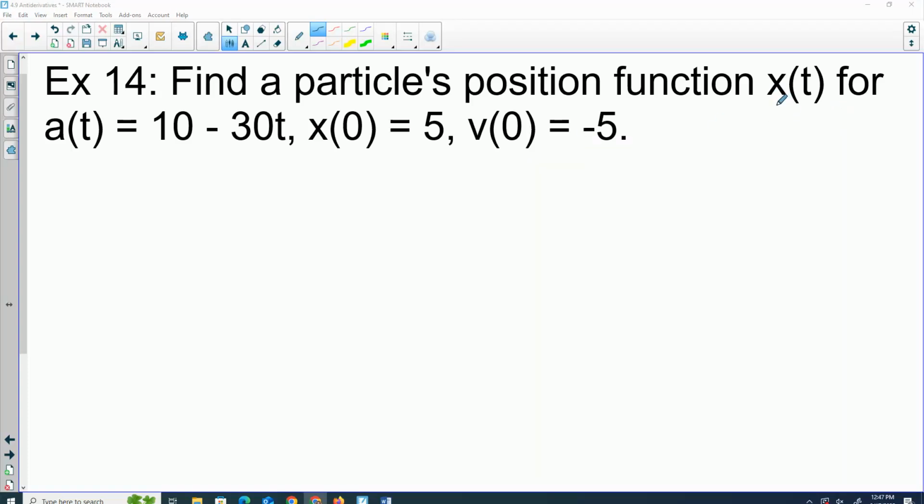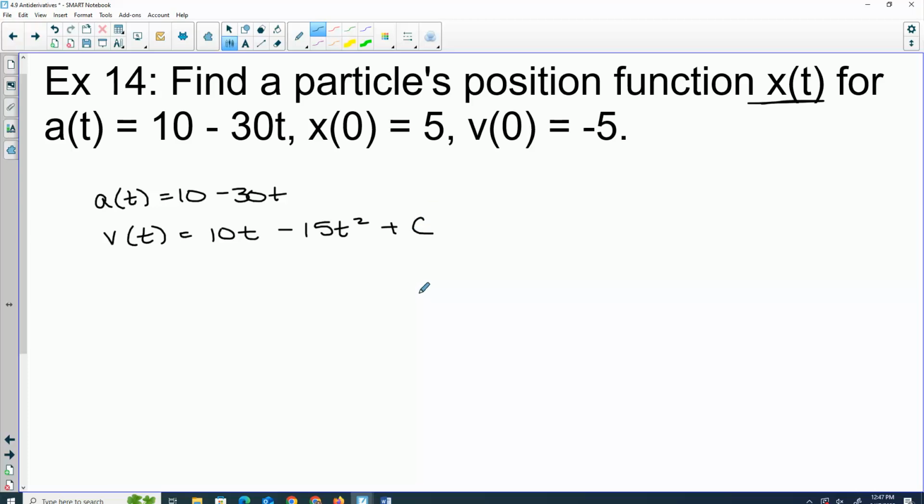Okay, so we're looking for position. A represents acceleration, which we know is the second derivative. So the antiderivative of acceleration would be velocity. That would give me 10t minus 15t squared plus c. And I told you that v of 0 equals 5. If I put in 0 for all my t's, I get c, which is negative 5. So my actual velocity is 10t minus 15t squared minus 5.